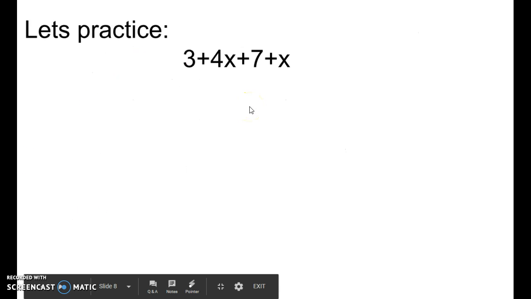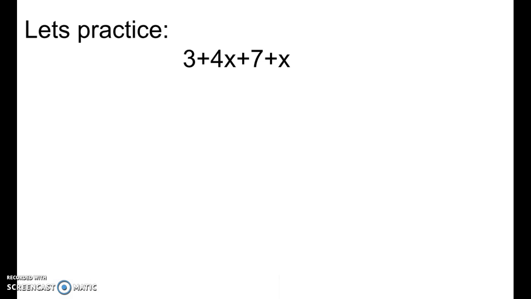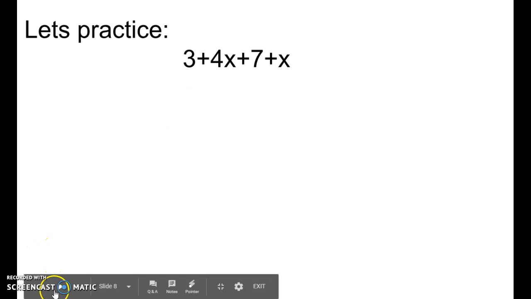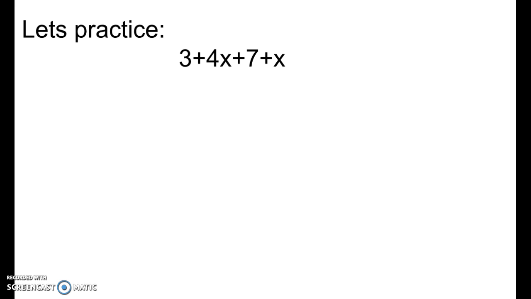All right, so let's practice. You try this one on your own. You have 3 plus 4x plus 7. Okay, you try this one on your own. See if you can figure out what goes together and what stays by itself. I'm going to give you a couple of seconds. See if you can figure it out. You can write it down if you need to.